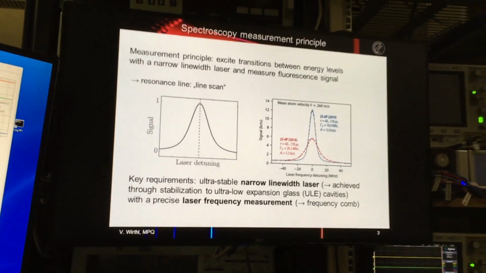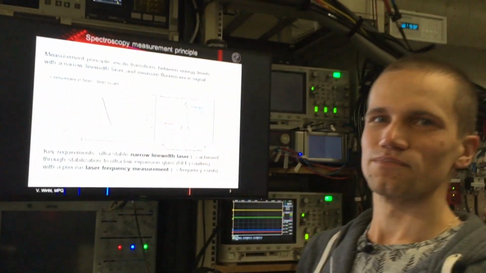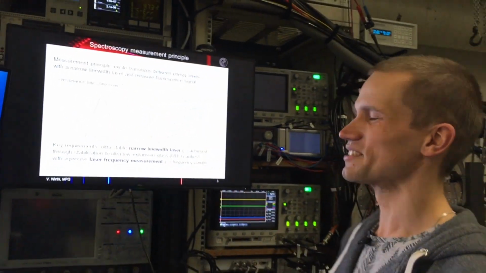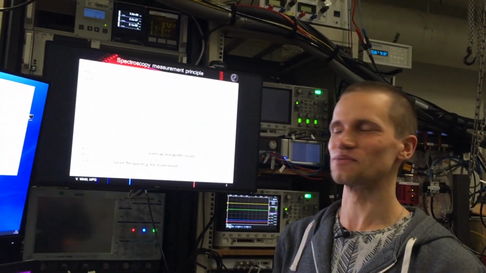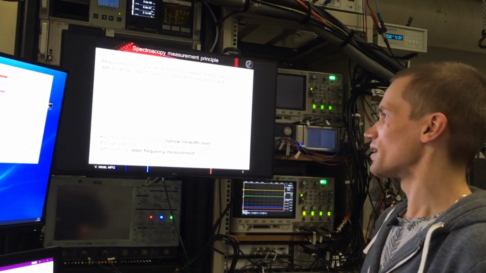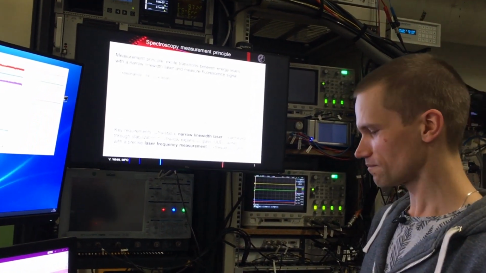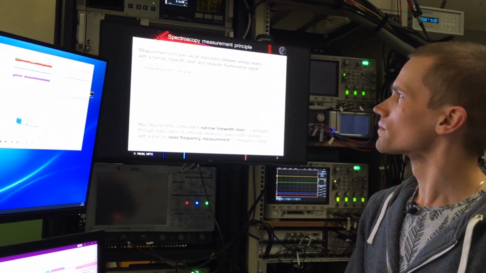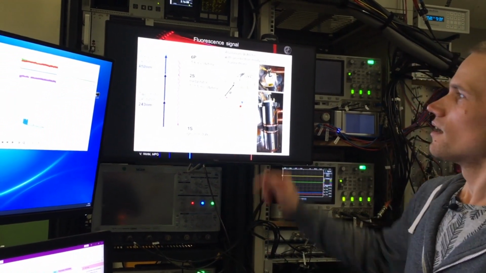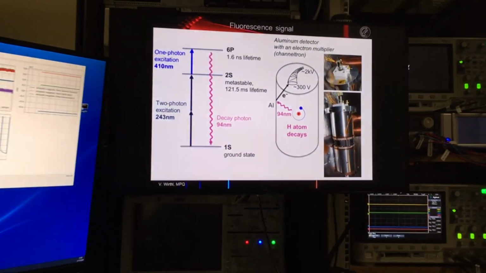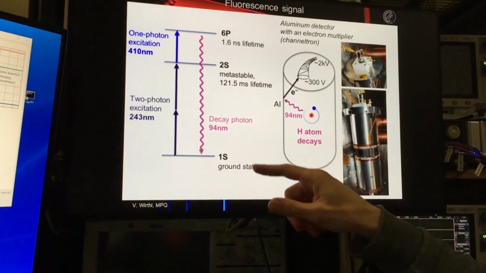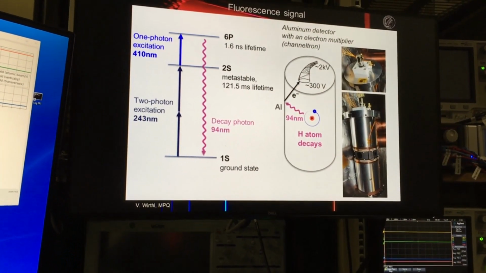And furthermore, it's not enough to have a precise and stable laser, you also need to measure the laser frequency precisely, and this is why we need the frequency comb. Now, what is actually our signal? Here I have a level diagram of the 2S-nP spectroscopy.